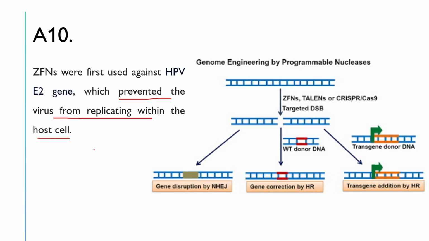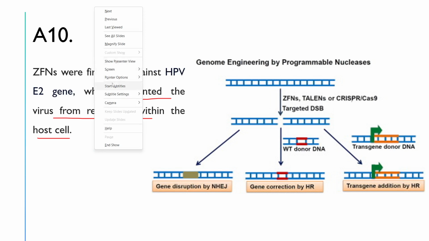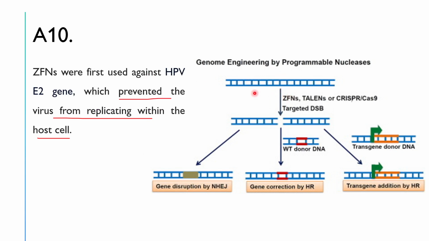This is the schematic representation of how ZFNs work. This is intact DNA. ZFNs, zinc finger nucleases, TALENs, and CRISPR-Cas9 lead to a targeted double-stranded break, as you can see here. After the breakage or damage happens to the wild type DNA, NHEJ and HR get activated and lead to gene disruption by non-homologous end joining, gene correction by homologous recombination, and transgene addition by homologous recombination.